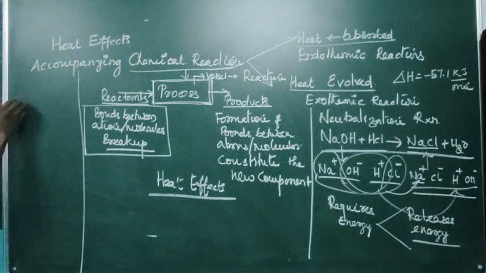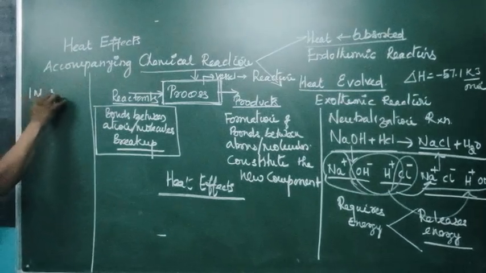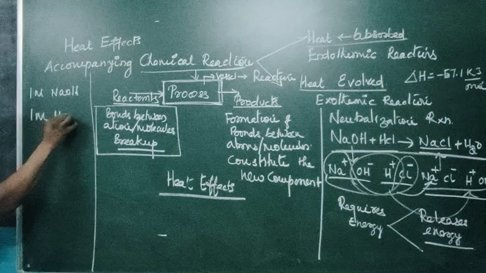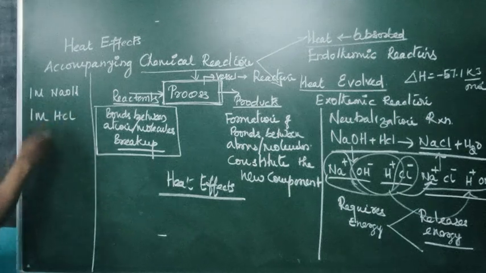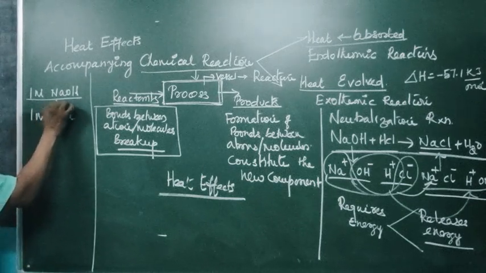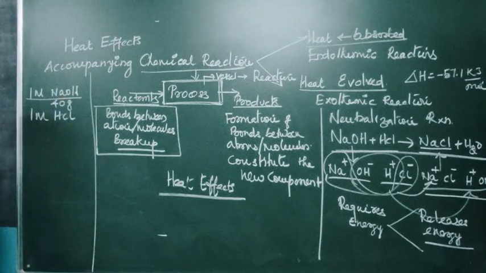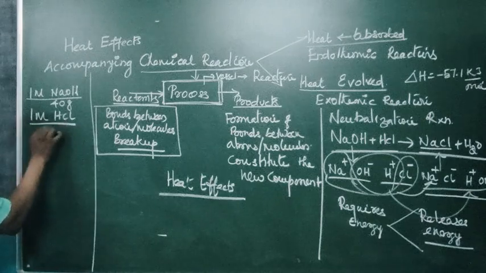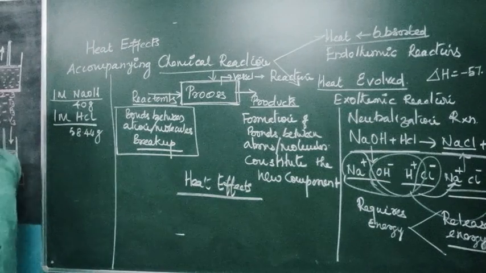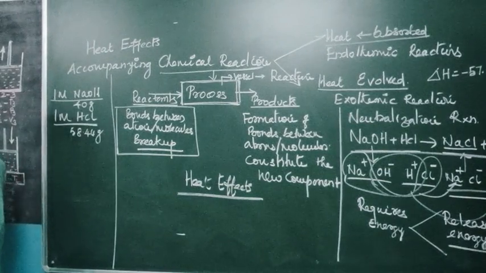Say for example, take a 1 molar NaOH solution and similarly a 1 molar HCl solution. A 1 molar solution means 40 grams of sodium hydroxide is used to prepare 1000 ml of solution. Molarity means moles of solute divided by volume of solution in liters. Similarly, 58.44 grams of sodium chloride is used to prepare 1000 ml of solution.